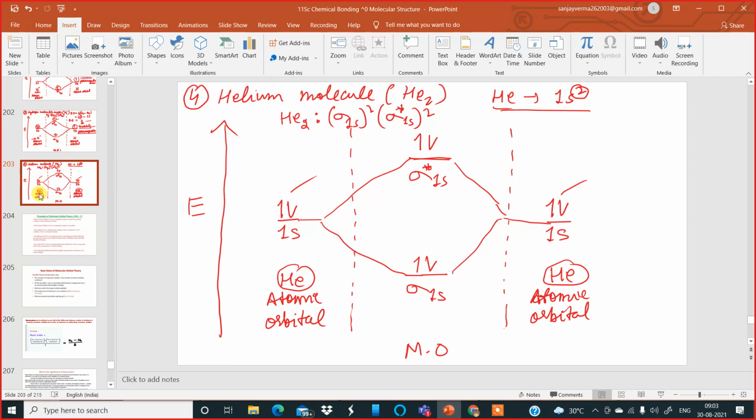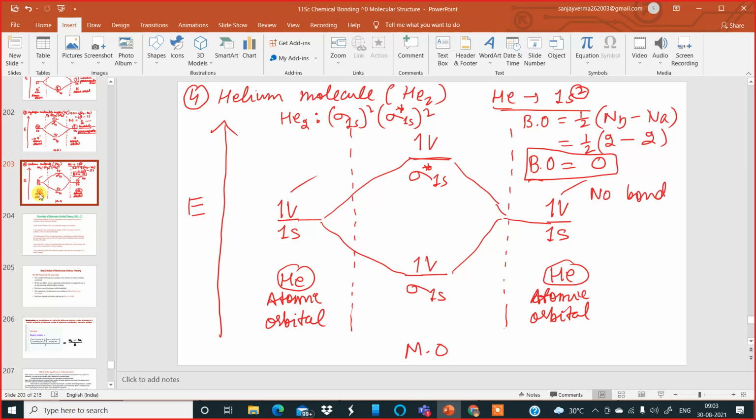After that, I'll calculate the bond order. Bond order is equal to half of Nb, the number of bonding electrons, minus Na, the number of anti-bonding electrons. So here Nb value is 2, Na value is also 2. If I simplify this, I am getting bond order as 0. Bond order is 0. A remarkable calculation. So the bond order for helium is coming 0, which means no bond exists.